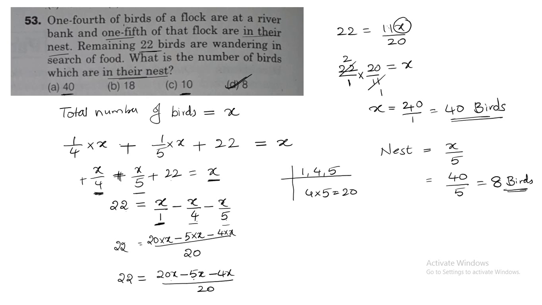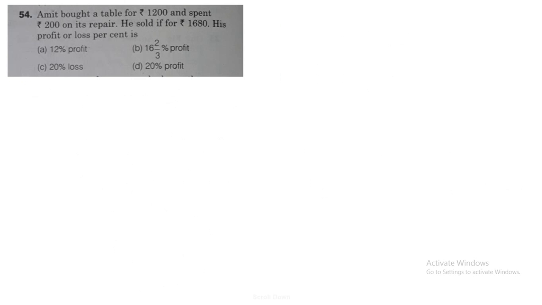Okay. Next, moving on to question number 54. Amit bought a table for 1200 rupees and spent 200 on its repair. He sold it for rupees 1680. His profit or loss percentage is. So first of all, what is the cost price?